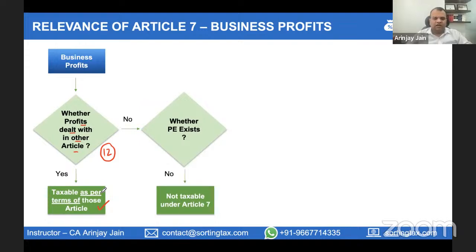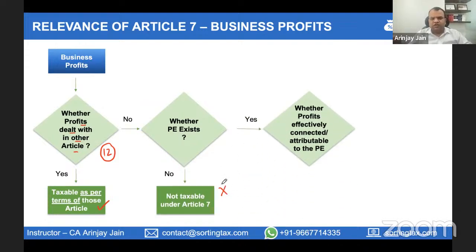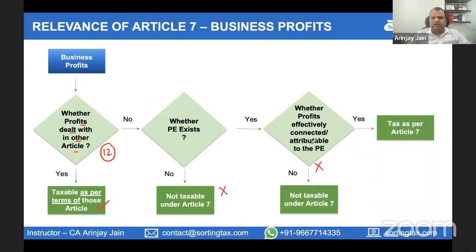If there is no PE, then these profits are not liable to tax. However, if there is a PE, the next question is, are these profits effectively connected or attributable to the PE? If they are again not effectively connected, they are not taxable. But if they are effectively connected, then they are taxable as per Article 7. In other words, to bring an item of income under Article 7, one, they should not be dealt with in any other article, of course, the exception I spoke about. Second, there should be a PE. Third, the profit should be effectively connected or attributable to the PE. If all these conditions are not satisfied, the taxation under Article 7 will not be triggered.